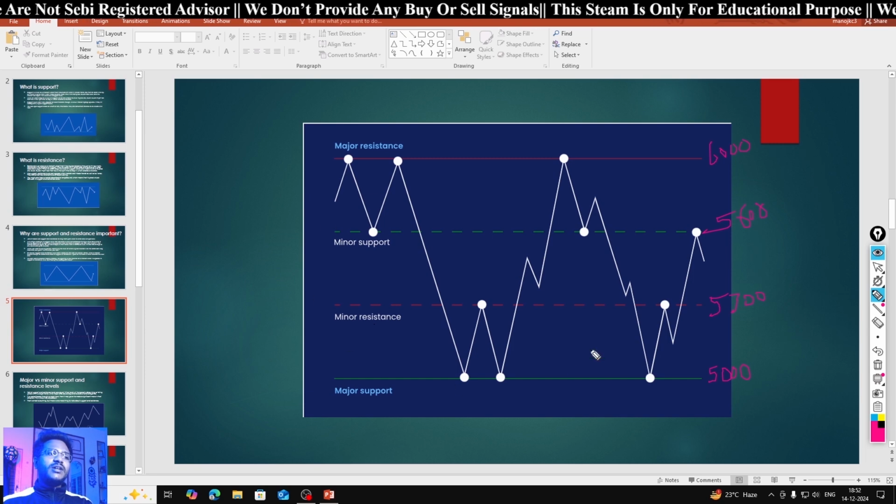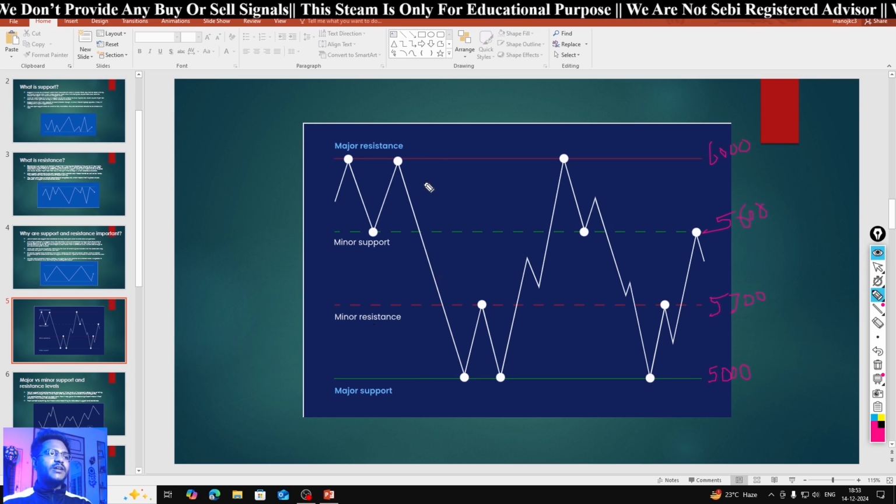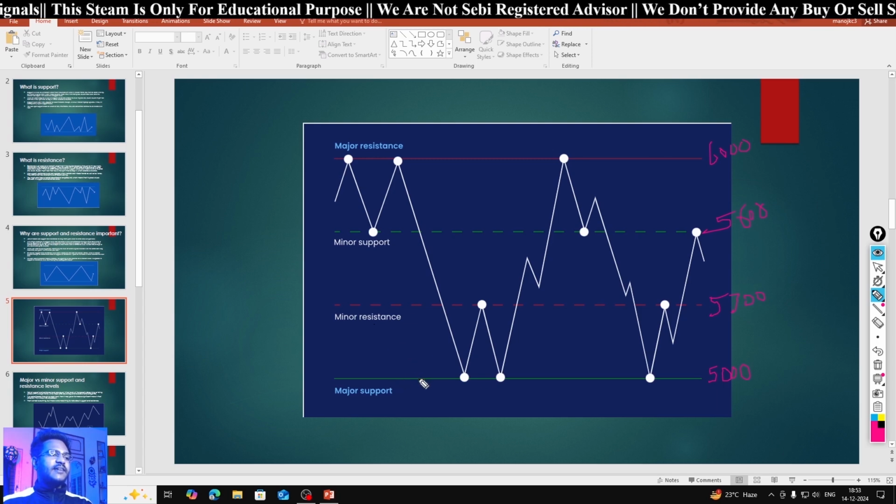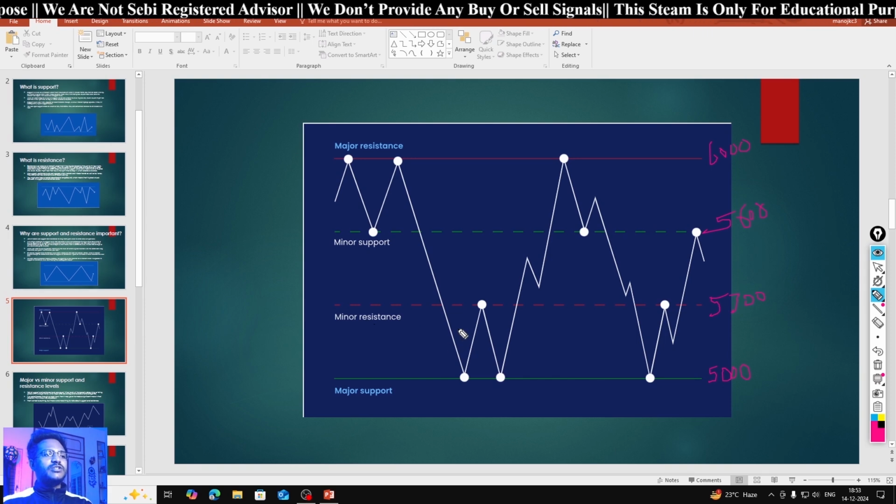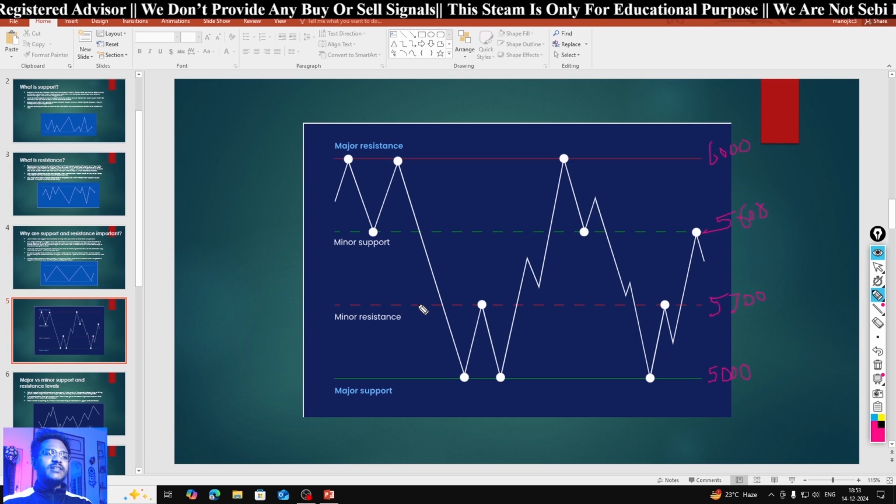And to give you another example, you could consider this as a first floor building, second floor building, and a third floor building. Normally in a first floor building, the downside support acts like the floor and the upside ceiling acts like resistance. So what happens once you enter the second floor? This ceiling will start acting as the floor for this second floor, and this would be the ceiling.